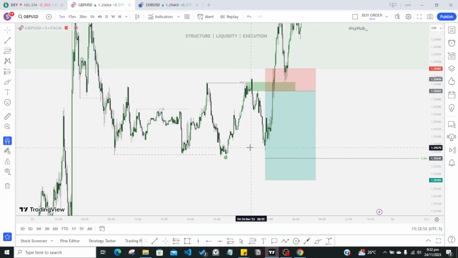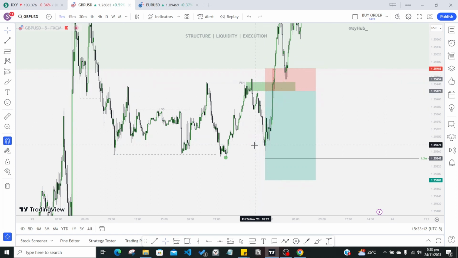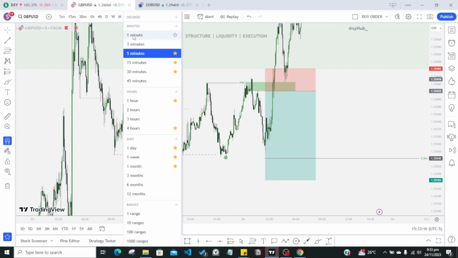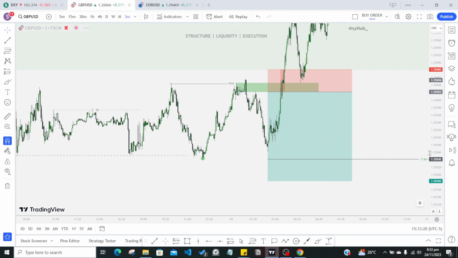I was supposed to target this fair value gap here because price filled this fair value gap before reversing, which was supposed to be my target. And the other mistake I made was a wide stop loss, because if I had reduced my stop loss by a pip, I would have targeted this breaker block here. If you go to the lower time frame, you see the breaker block clearly. I would have targeted that for a 1:3 and called it a day.